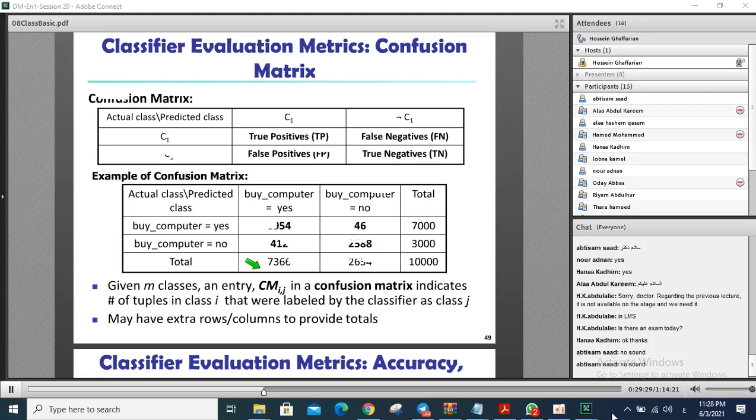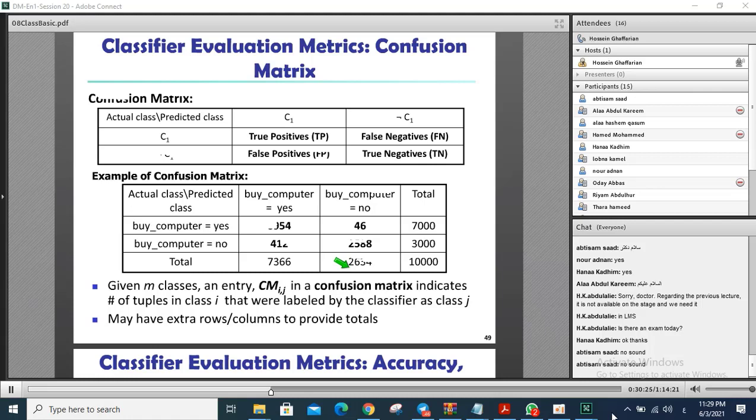For example, in our dataset we have 7,000 tuples with the class yes and 3,000 tuples with the class no. Also, in 7366 cases we predict that the class label is yes, or we predict that the class label is no. Okay.